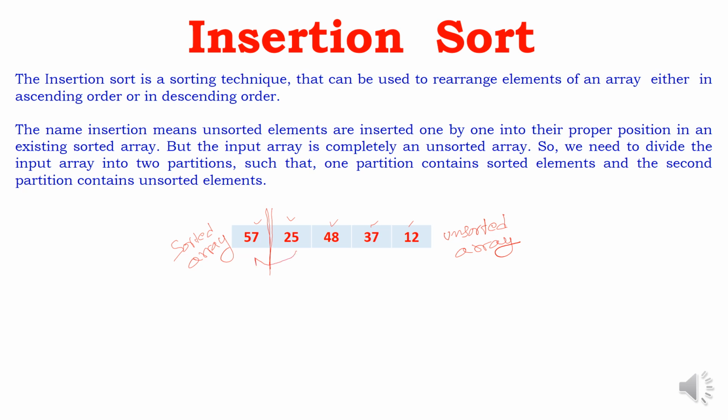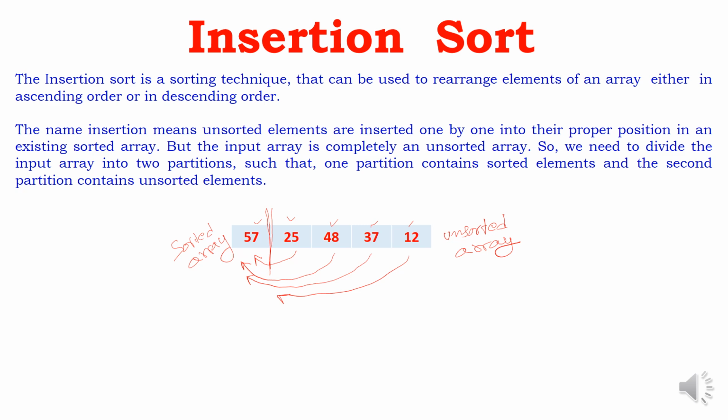First 25 will be inserted in sorted order, then 48 is inserted into the sorted array. After insertion of 48, the elements should be in sorted order in the sorted array. Then 37 also will be inserted, then 12 also will be inserted. Inserting an element from the unsorted array into the sorted array is said to be a pass. So we are going to insert 4 elements here, so we need 4 passes. In general, an array consisting of n elements needs n minus 1 passes because n minus 1 elements have to be inserted into the sorted array.